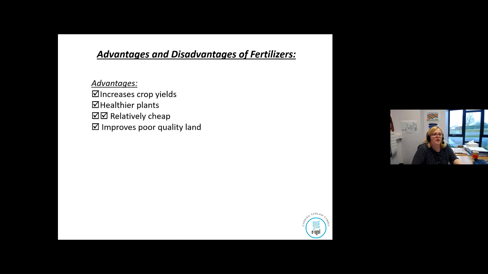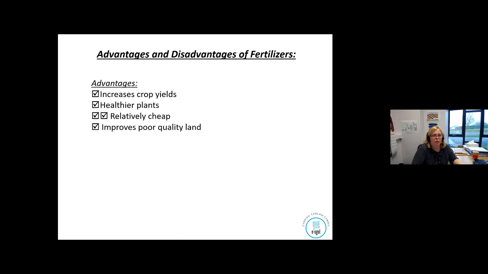Okay, pros and cons though. Okay, they aren't all lovely and ideal. There are downsides to fertilizers as well, but let's go through the positives first. Okay, so they increase crop yields. There's no doubt that is a good thing.